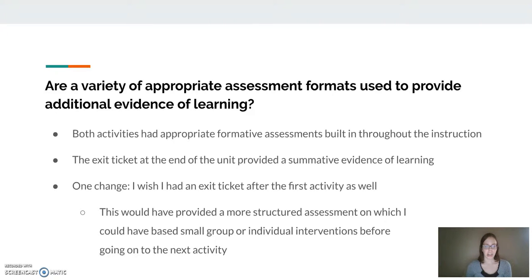but one change that I really wish I had included in this unit, and I will for next time, is I wish I had that exit ticket after the first activity. Mostly because I think that I could have used that to do some small group or individual interventions before going on to the next activity.